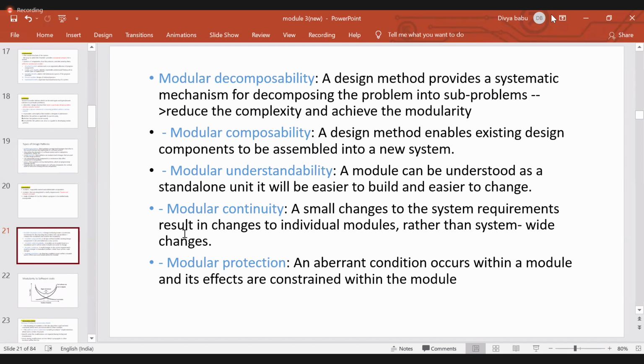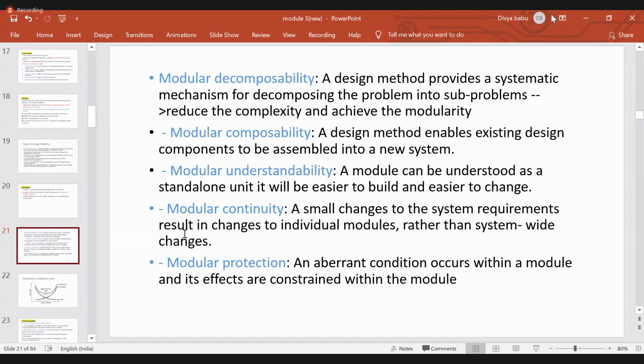Modular composability. Again, we are working on different modules, and at last we are integrating together. These components are assembled into a new system. That is modular composability, versus modular decomposability. Then modular understandability. It means if you divide into different modules, you can understand more easily. You can easily understand that particular module compared to a complex structure. So it increases understandability. It will be easier to build and easier to change.